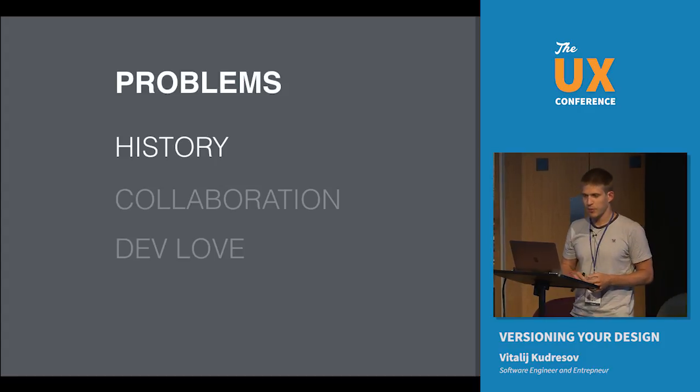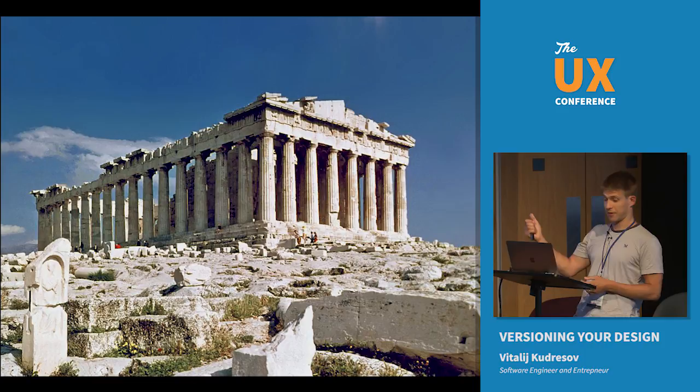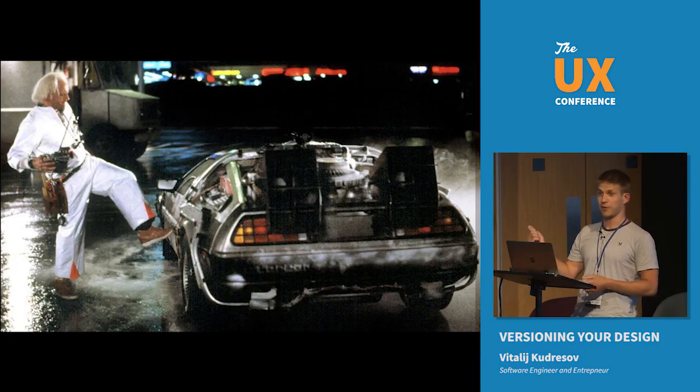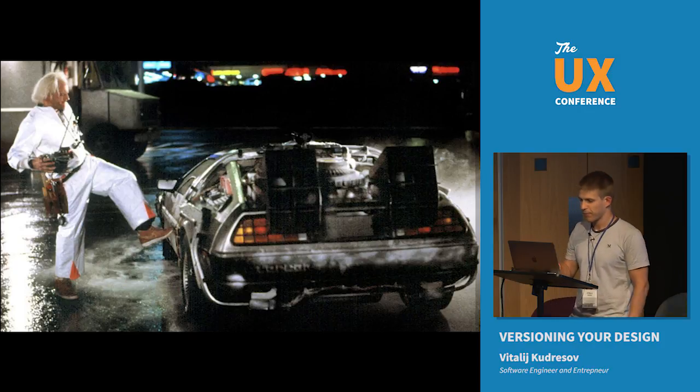So first problem is history. When I say history, I don't mean this sort of history. I mean more this sort of history. So how do I go back in time, find my design from a week ago, and say recover an element from there if I lost it for some reason? Or maybe I was working on an experiment and I accidentally saved over my file. So how do I recover them?